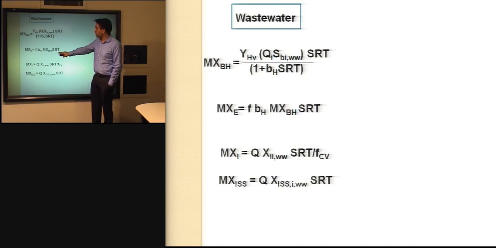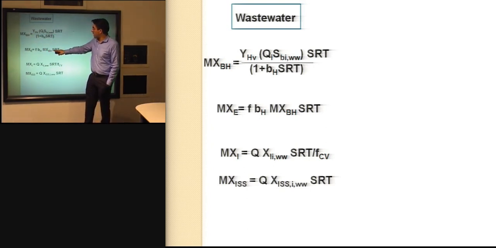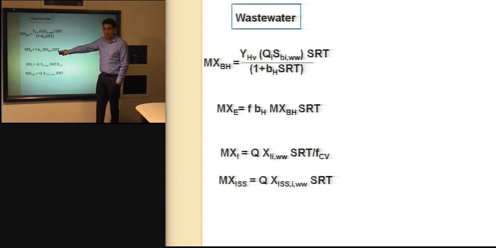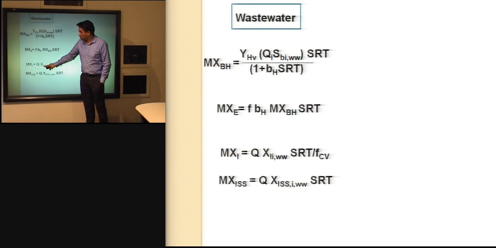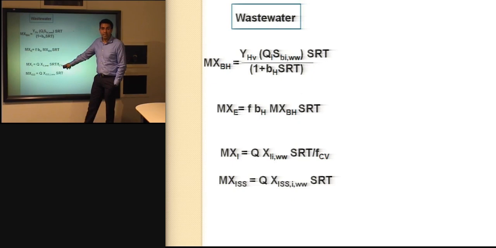And the endogenous residue can be quantified based on the mass of active biomass present, but also affected by the endogenous processes, the amount of endogenous residue generated from those endogenous processes, and the SRT applied. While the particulate unbiodegradable organics present in that system can be estimated based on the flow rate, the concentration of particulate unbiodegradable organics present in the influent of the plant, times the SRT, and divided by a conversion factor that takes into account the equivalent in VSS, in volatile suspended solids, of those organics.